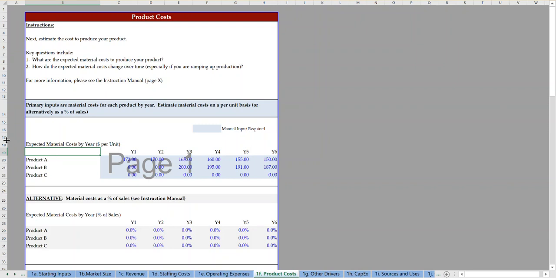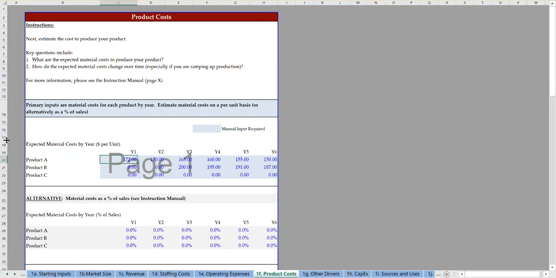In this video, we'll be looking at the Product Cost tab. On this tab, there are really only one or two areas where a user needs to input information. As you can see here, we're looking at our expected materials costs by year on a per unit basis. For more information on expected materials costs, please see our instruction manual.